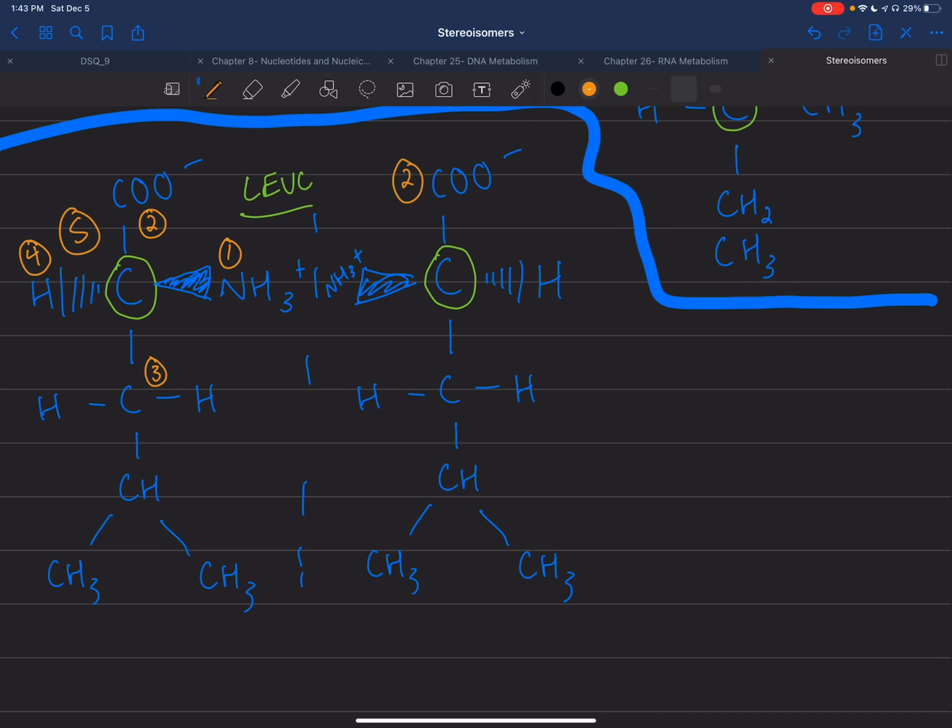Carboxyl will stay 2, our NH3 would be 1. Hydrogen would be 4, and this one down here would be 3. If we do 1, 2, 3, we're going to the right. This is where we want it. This would be R. So we have gone ahead and made 2 mirror images of each other. Okay.